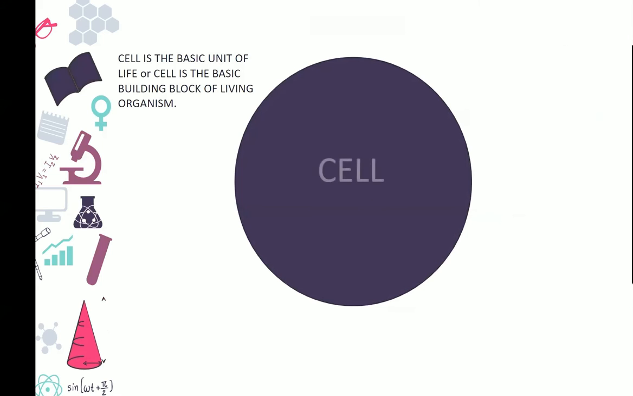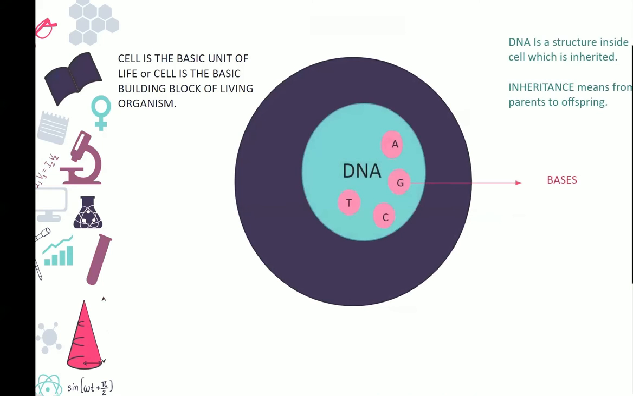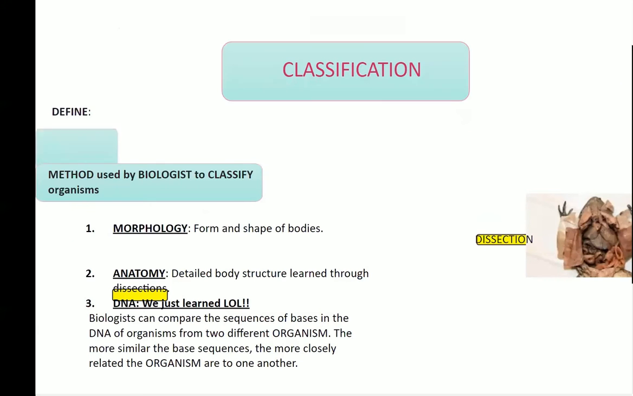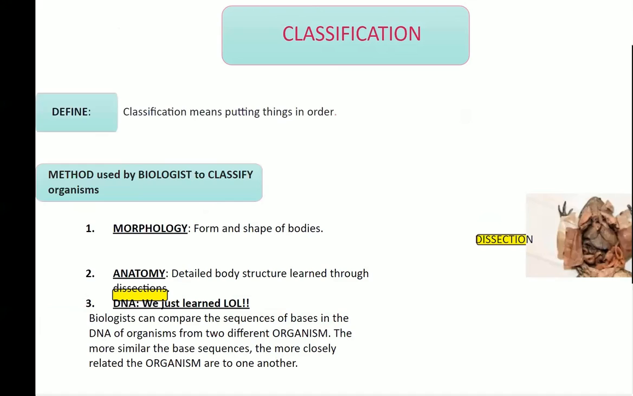Okay, now see here. So cell, basic unit, we have DNA, we have bases, it has different combinations. And here we go. The next topic is classification. What's written, guys? How to define classification? Can you see what's written there? Classification means putting things in order. It's written there. Yes, classification means putting things in order.